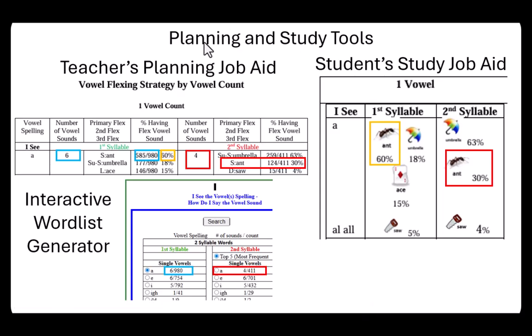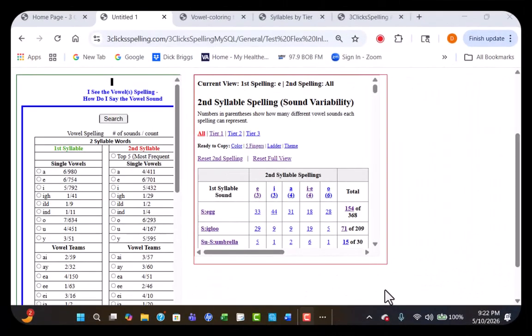There are 3 planning tools or planning and study tools. The third one, which is what we're going to demonstrate, is an interactive word list generator, where we select the first letter, I see, is A. Again, it matches the worksheet up here. And the second syllable is, well, we're going to select the top 5 most frequent. This represents the ISee vowels.